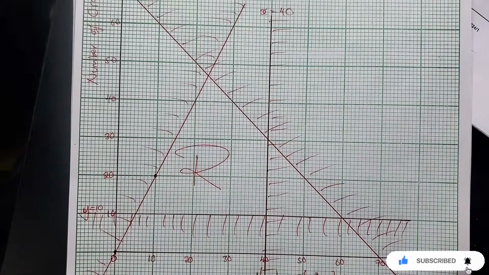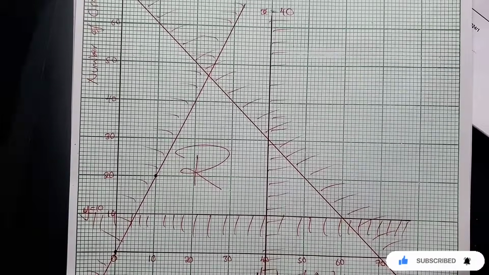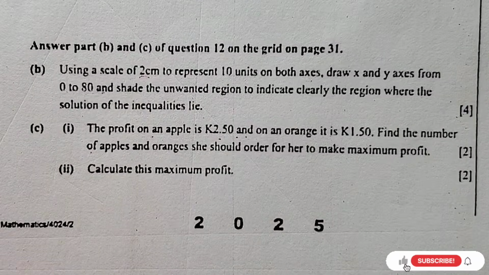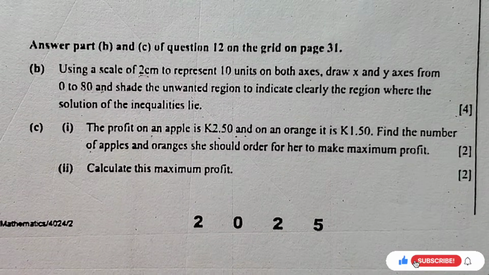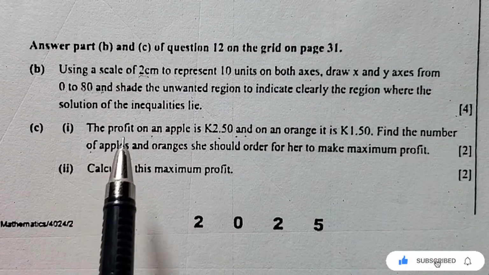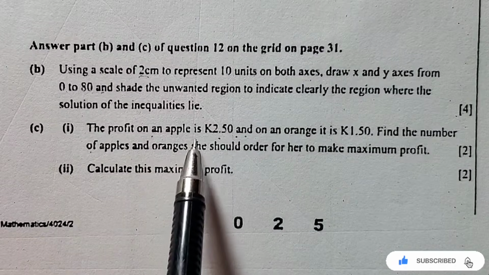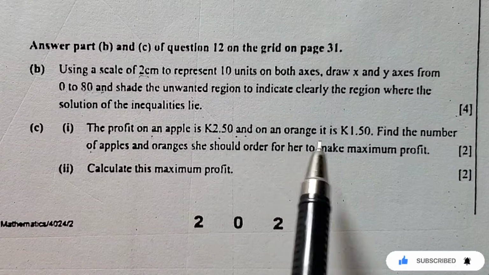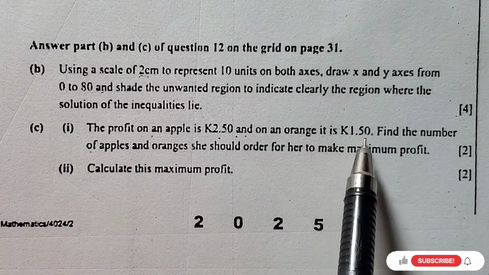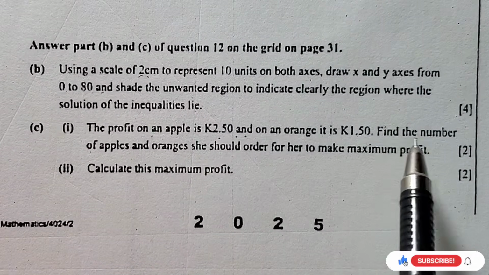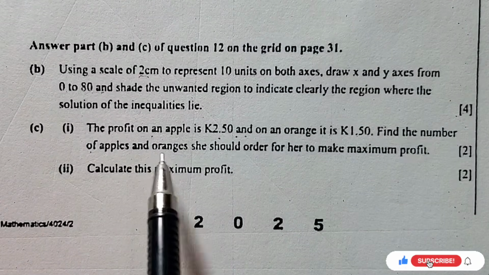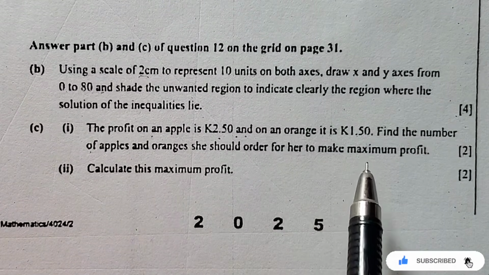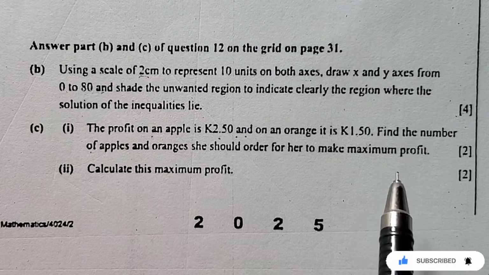R, the wanted region, which is being asked here. Okay guys, question C1 is saying the profit on an apple is 2 kwacha 50 ngwe, 2.50, and on an orange it is 1 kwacha 50 ngwe, which is 1.50. Find the number of apples and oranges she should order for her to make maximum profit. And this is 2 marks.